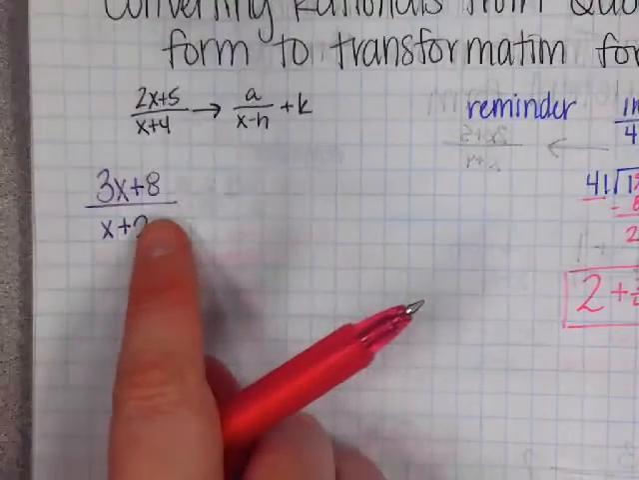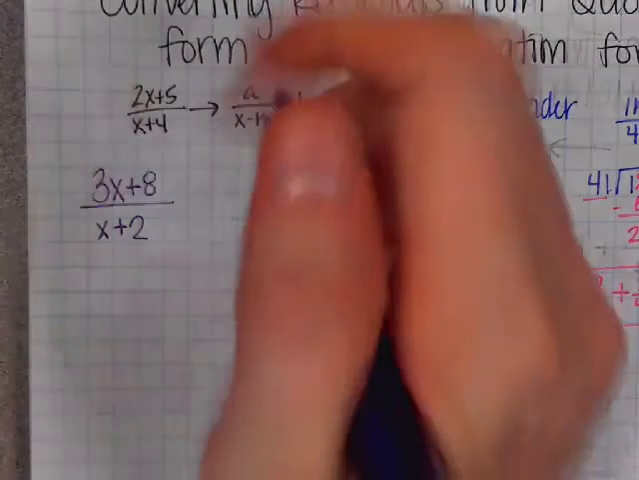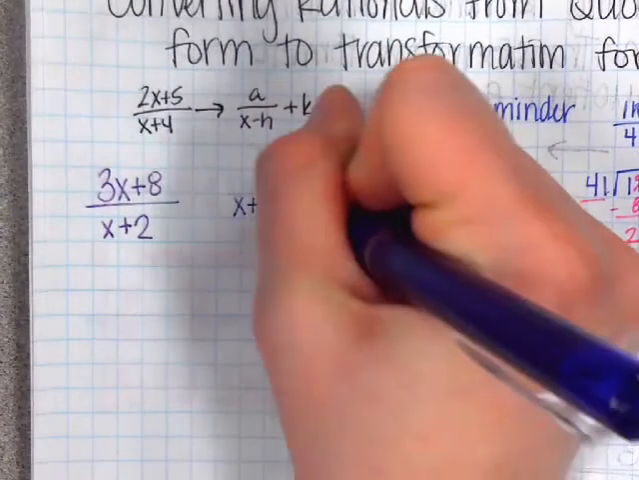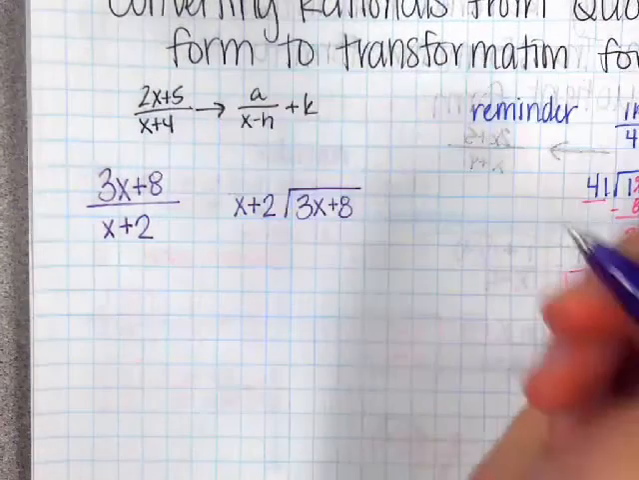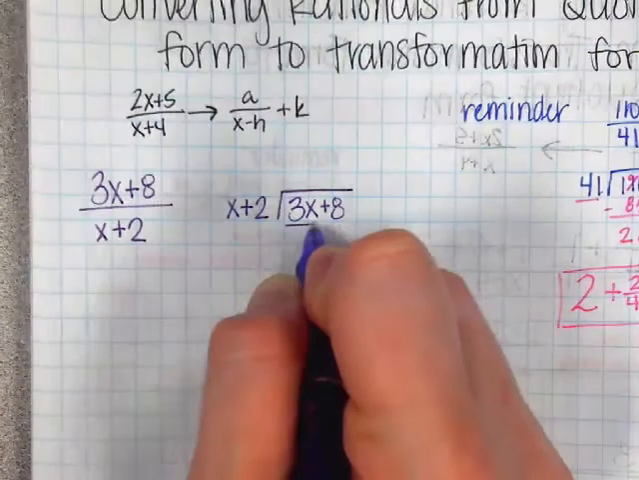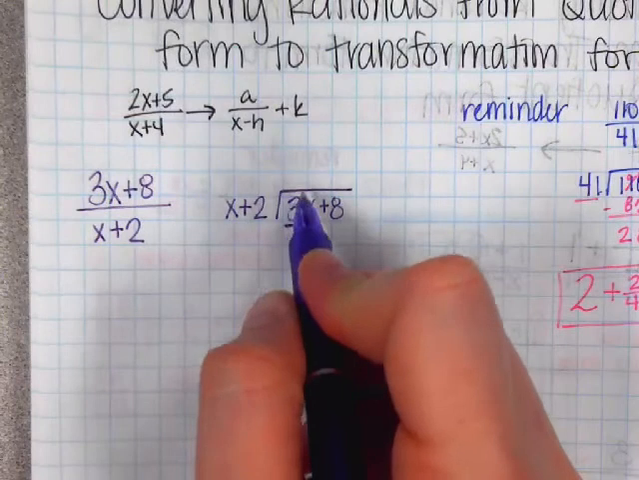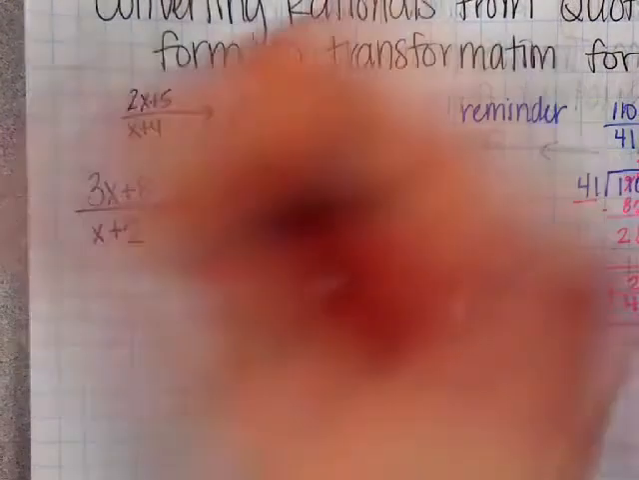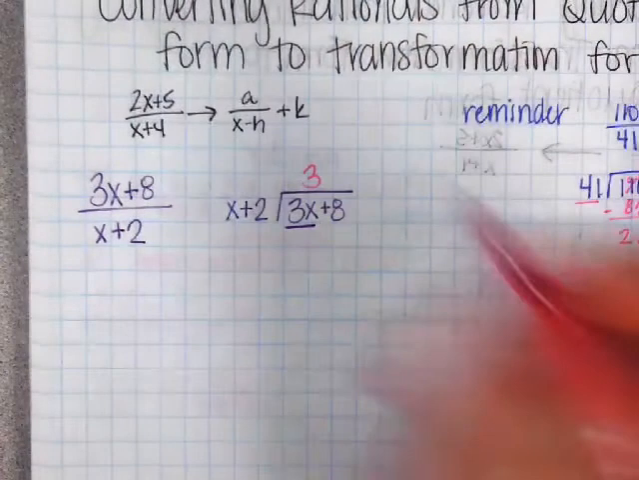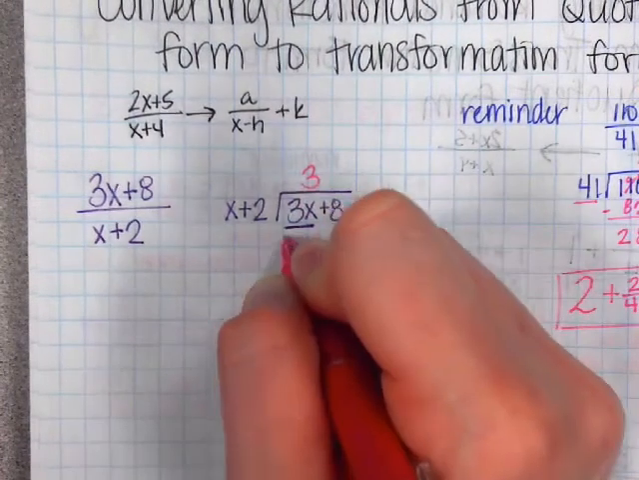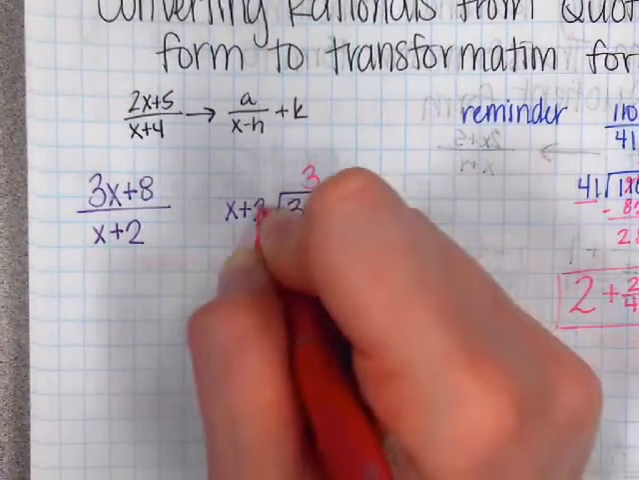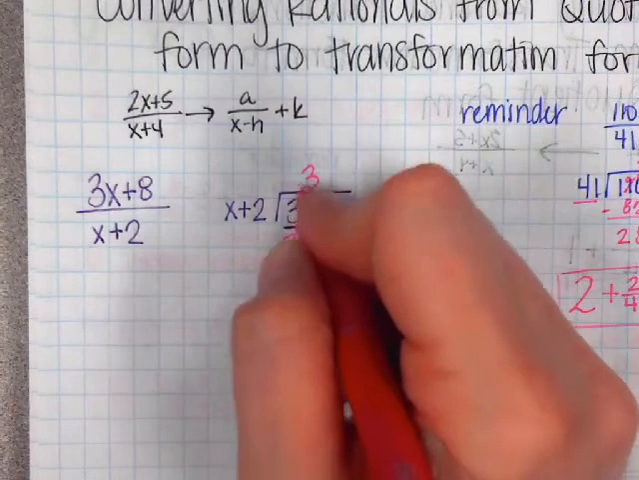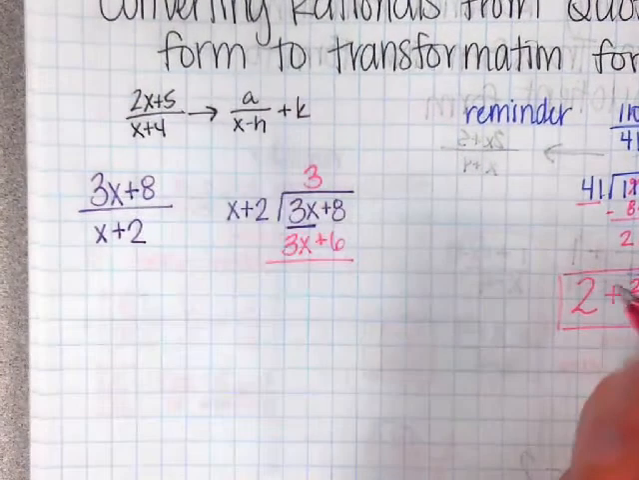So now let's do this one. It's been a while since we've divided using variables like this. So we have x plus 2 into 3x plus 8. The only one we care about is this first term. What times x gives you 3x? Well, 3 times x gives you 3x. So you're going to do 3 times x is 3x. 3 times 2 is 6.